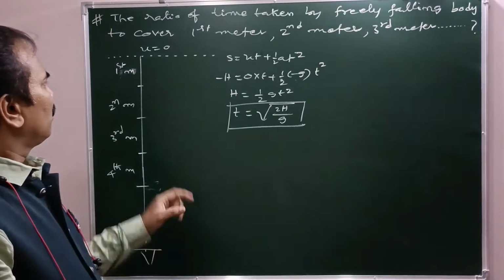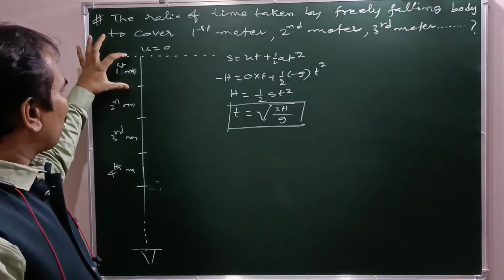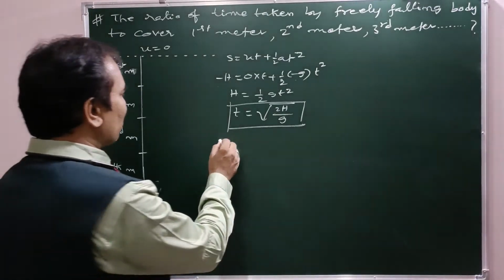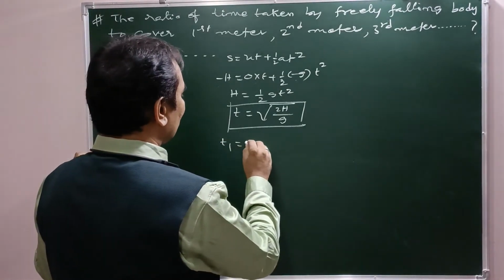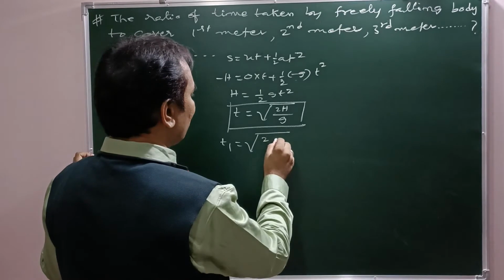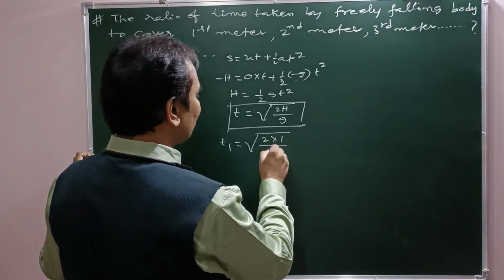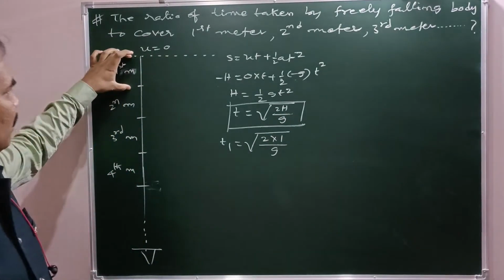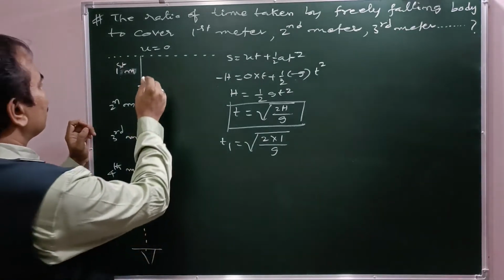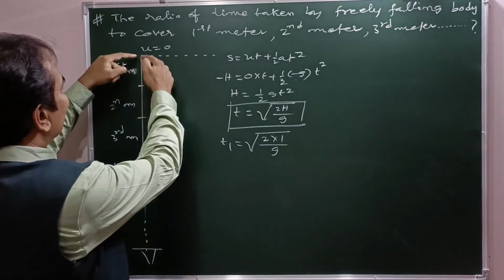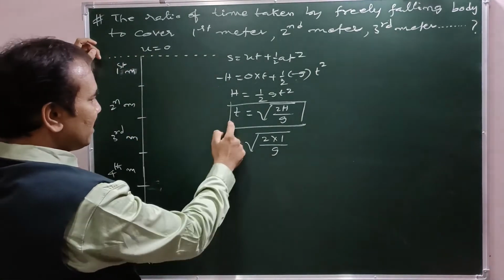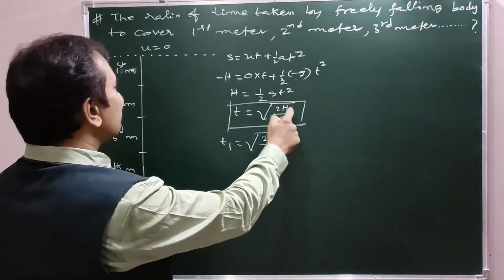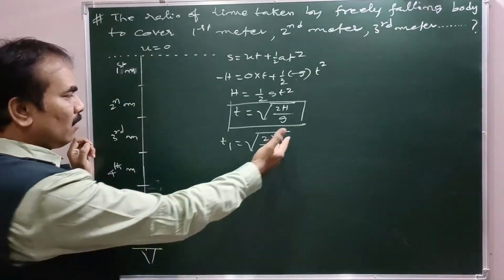Now, what is the time taken to cover first meter? That is t1 equal to root over 2 into 1 by g. H means 1 meter only. See, this is what t1. Time taken to cover first meter. That is t1 equal to root over h means first meter, that is 1 meter, 1 by g.